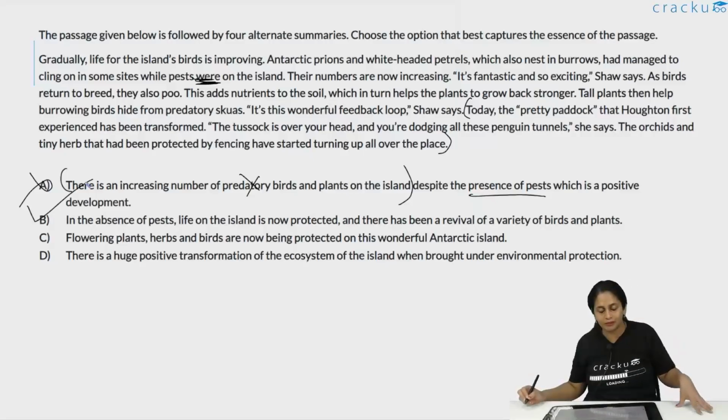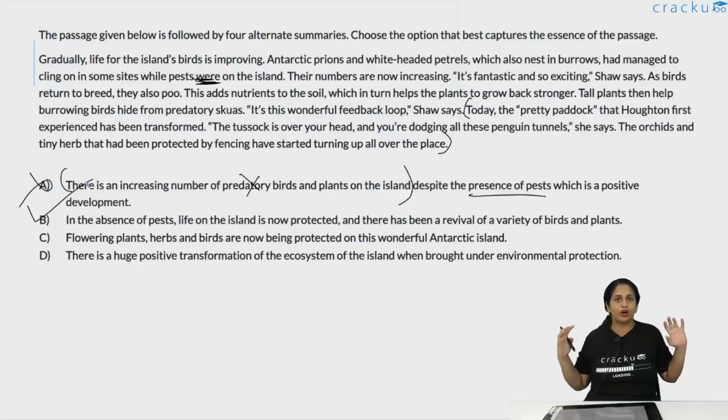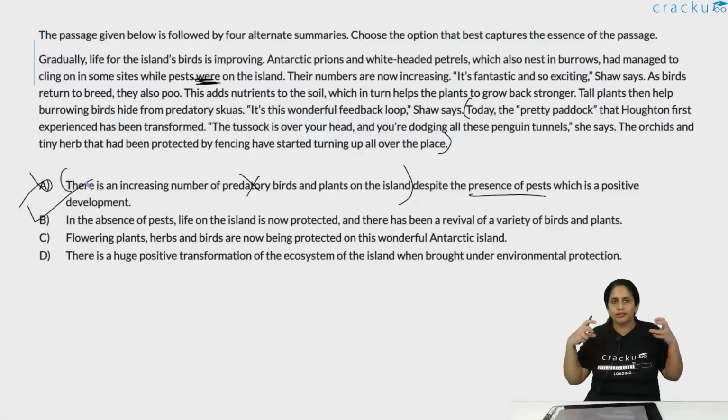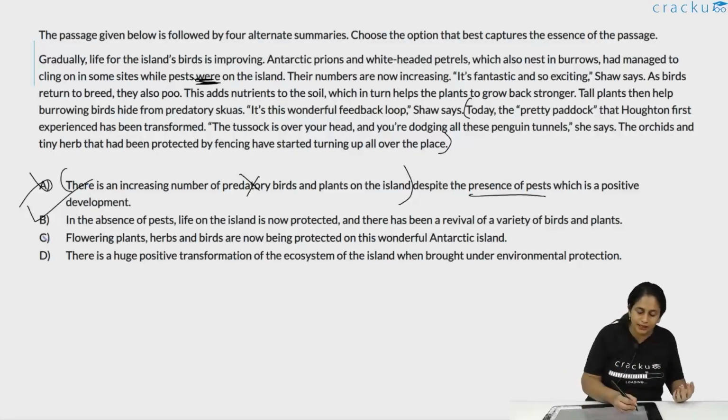Option C: Flowering plants, herbs and birds are now being protected on this wonderful Antarctic island. So it is not that it is now being protected. Earlier the orchids and the herbs had to be fenced in. They had to be protected. Now they are growing wild, which means that they are growing on their own. The number of birds is increasing on its own. It is now in a positive increasing loop. It is not because of protection, it is just that bird life and plant life has recuperated, and that point is missing, so C is incorrect.